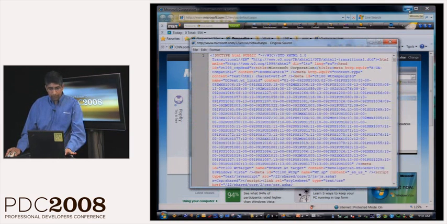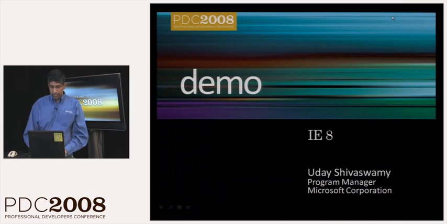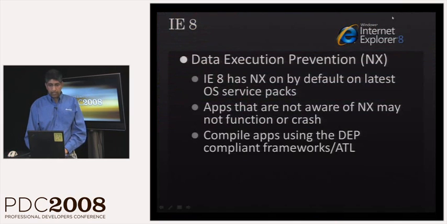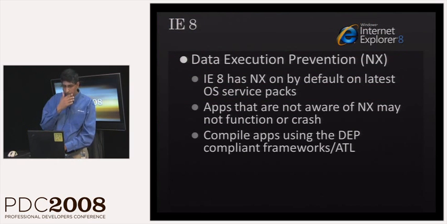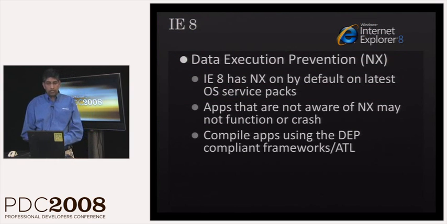All right. With that, let me get back to the presentation, and we'll talk next about the next topic for IE8. IE8 has, by default, the data execution prevention on. This is nothing new. This has been around for a long time, except that this time it's on by default. However, this is on by default only for the latest service packs that are coming out for all the operating systems.